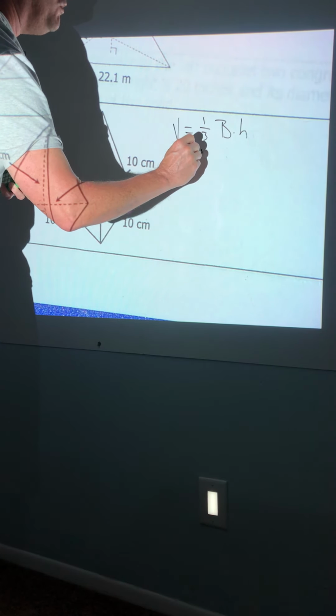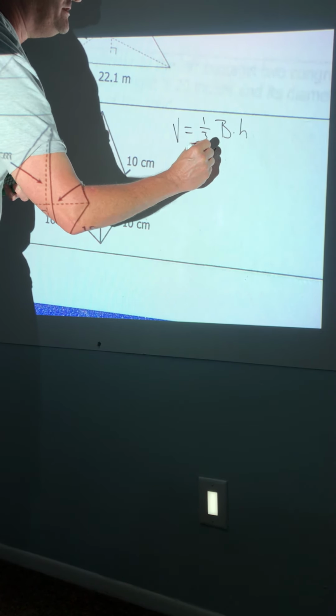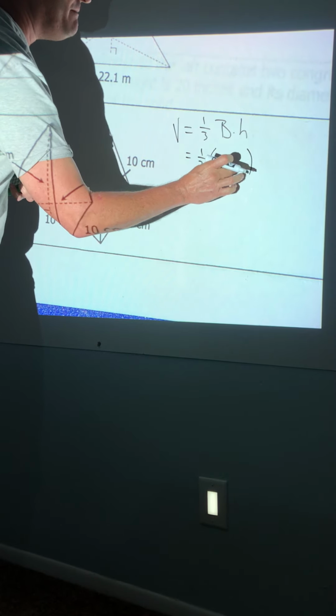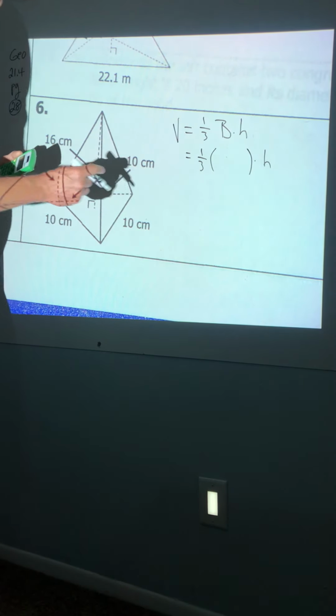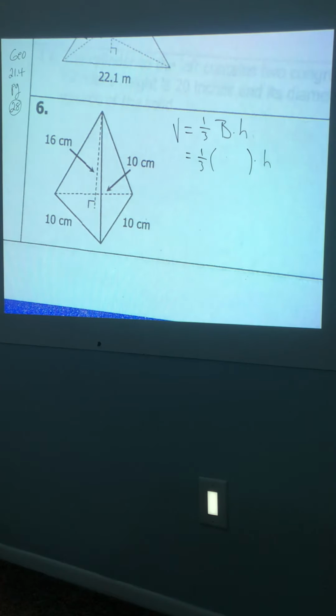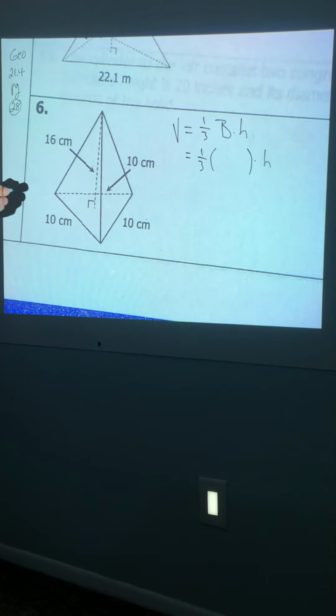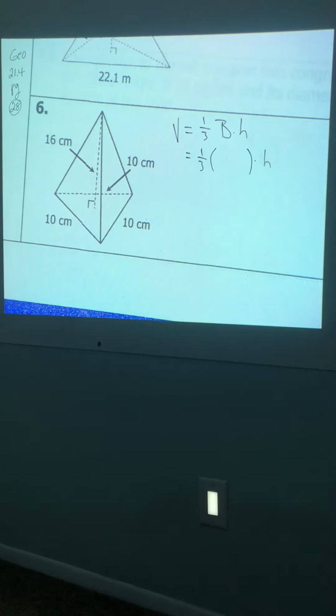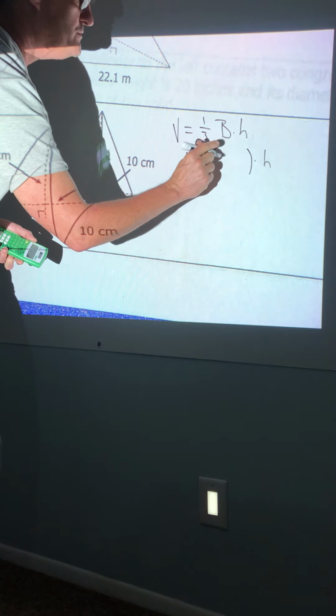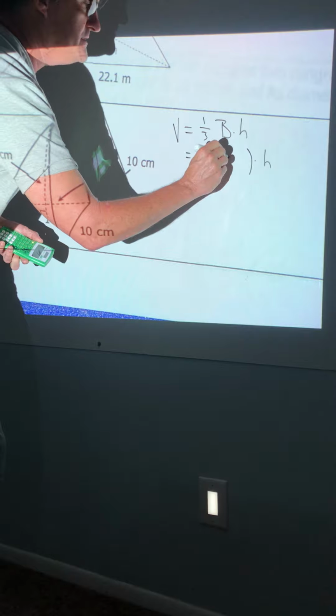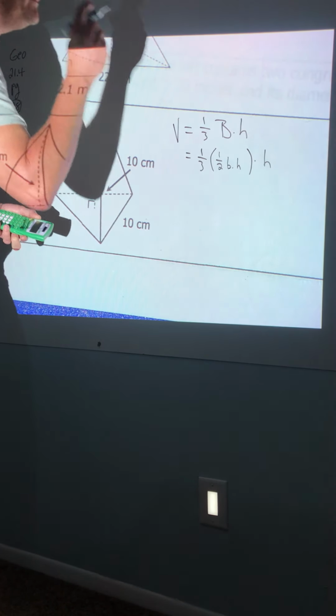Then go equals 1/3 times your capital B, where you put a big set of parentheses with a gap, okay? All we have to decide is what the base of this pyramid is. Well, this base is a triangle, so you go back to page 1 and look for the formula for a triangle. The area of a triangle is 1/2 base times height.